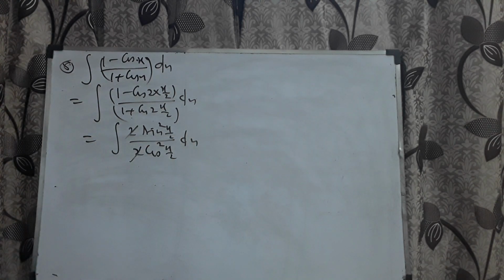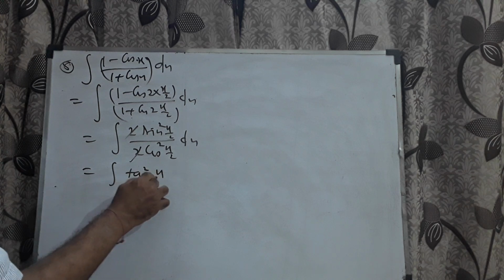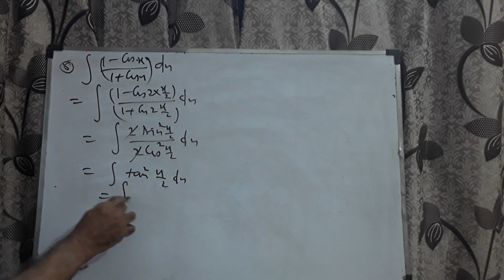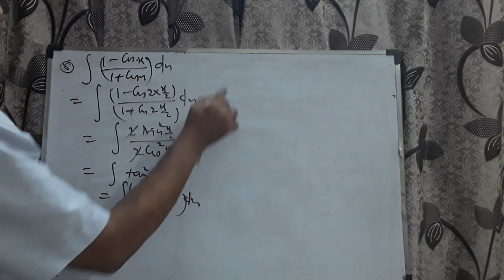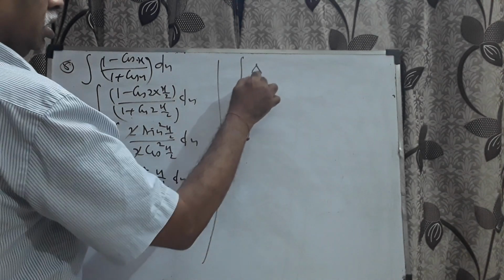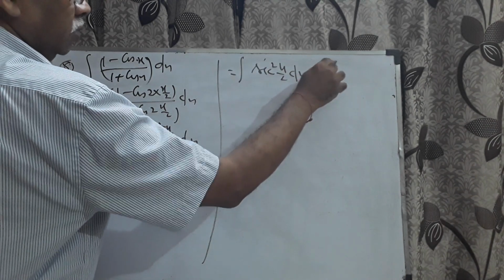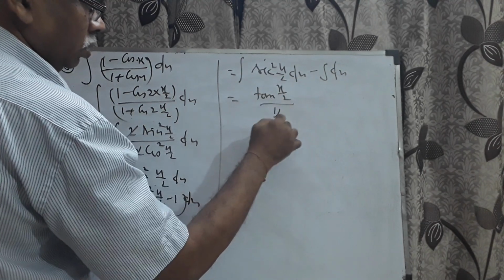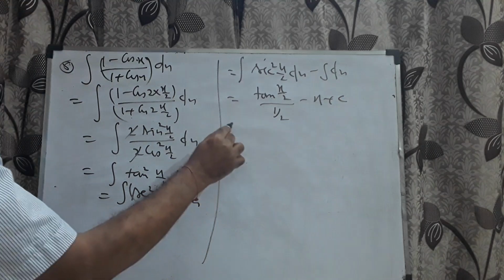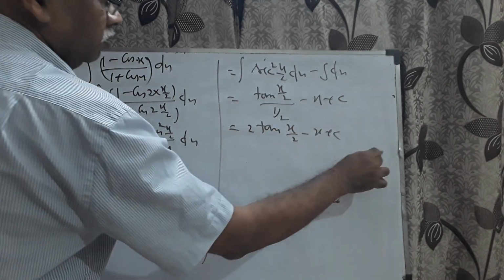1 minus cos 2a is 2 sin square a. 1 plus cos 2a is 2 cos square a. This is integral tan square x by 2 dx, which can be written as secant square x by 2 minus 1 dx, which is integral secant square x by 2 dx minus integral dx. This is nothing but tan x by 2 by half, minus x plus c, which is nothing but 2 tan x by 2 minus x plus c.